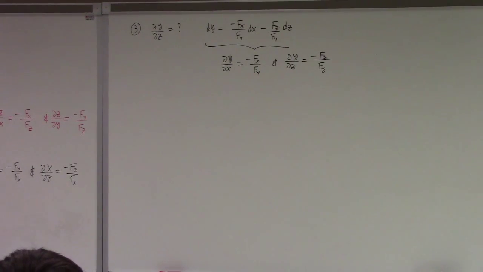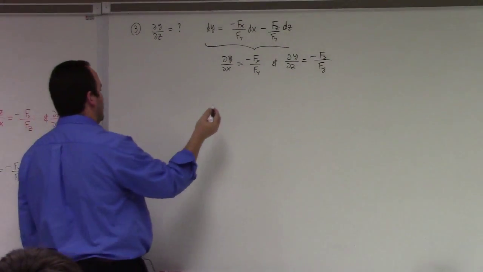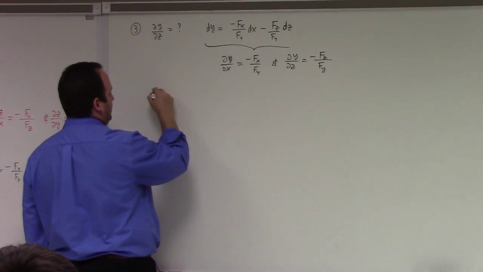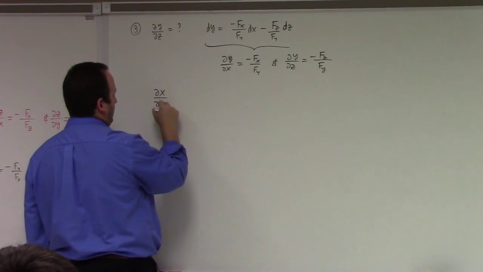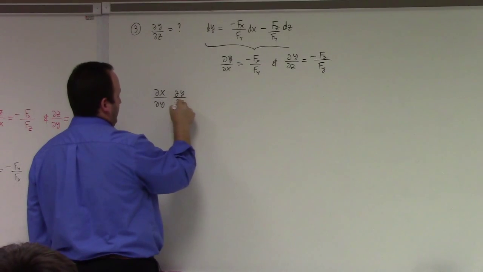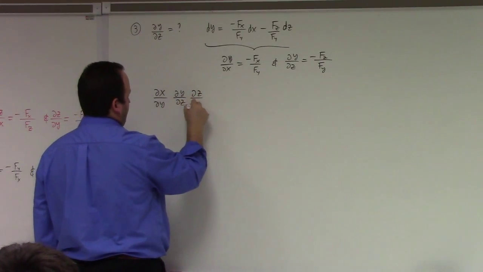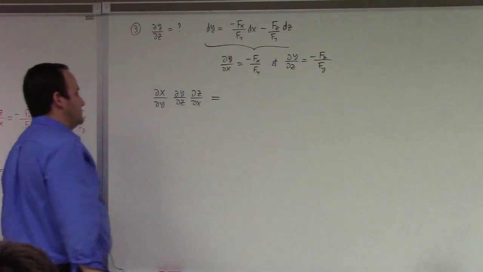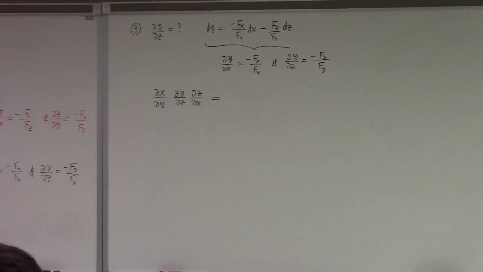So then you get one of the interesting equations here. If we calculate partial x partial y times partial y partial z times partial z partial x, what do you get? We get minus 1. It's true. You remember that from Calc 3? Okay, yes. We can work it out though.